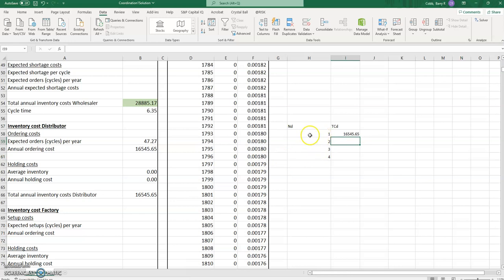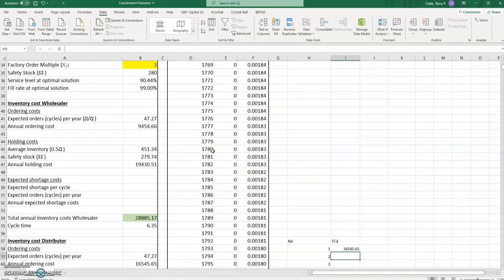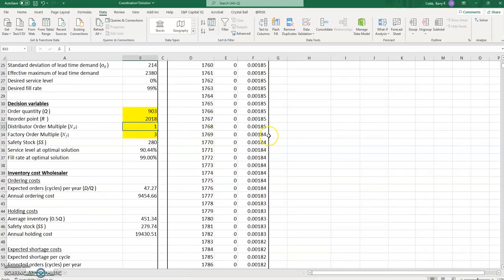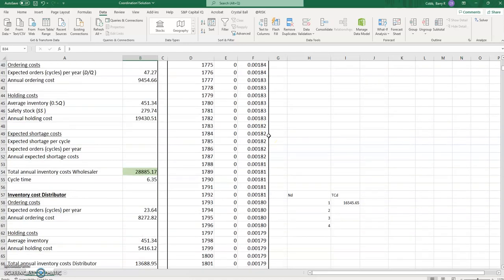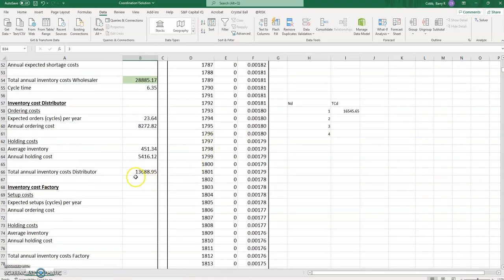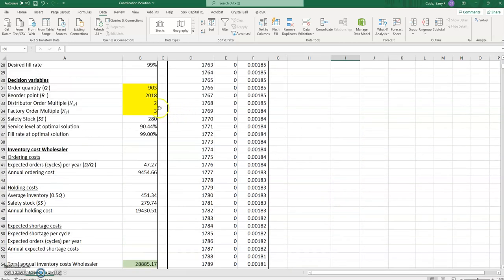Okay, and so we've tested 1 as a potential order multiple. Let's test 2. When we enter 2, the total annual inventory costs for the distributor go down to $13,688.95. So we'd prefer 2 in this case to 1 as an order multiple for the distributor. What if we enter 3?